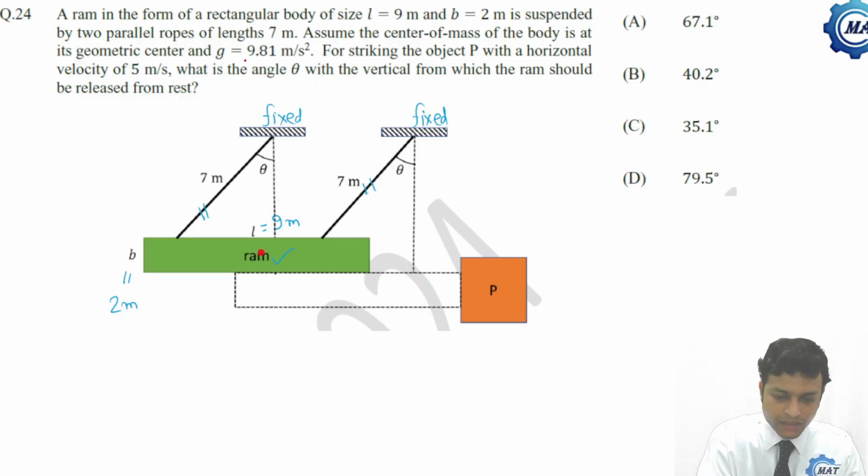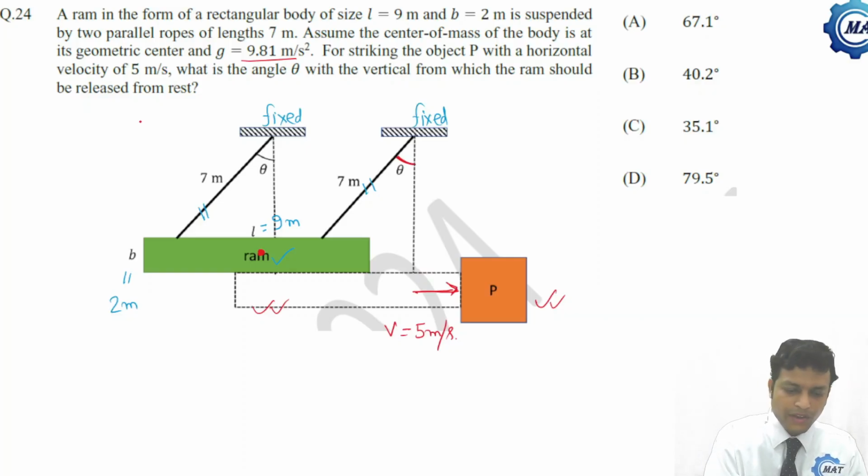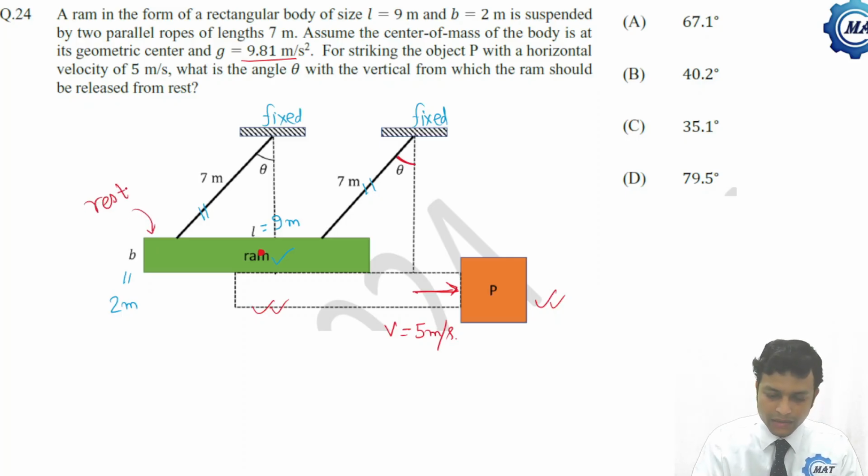G is 9.81 meter per second square. For striking the object P, which is at the dotted position, with a horizontal velocity V of 5 meter per second, what should be the angle theta with the vertical from which the ram should be released from rest? So here the ram was at rest. Now what is the height drop of the ram?